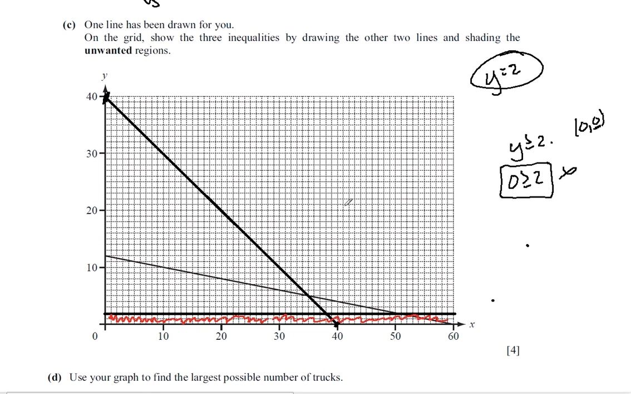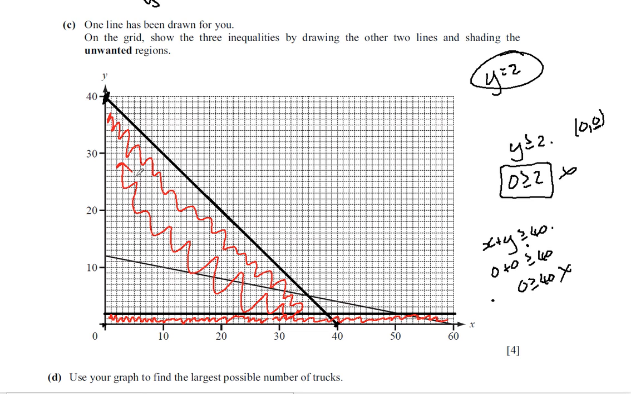Okay, next line, x plus y must be greater than or equal to 40. So that's this line over here. Take a point below it, let's say 0, 0 again is the easiest point to use. So when x is 0, y is 0, it's going to be 0 plus 0, greater than or equal to 40. And 0 is once again not greater than or equal to 40. So below this line is our unwanted region. So everything below it.